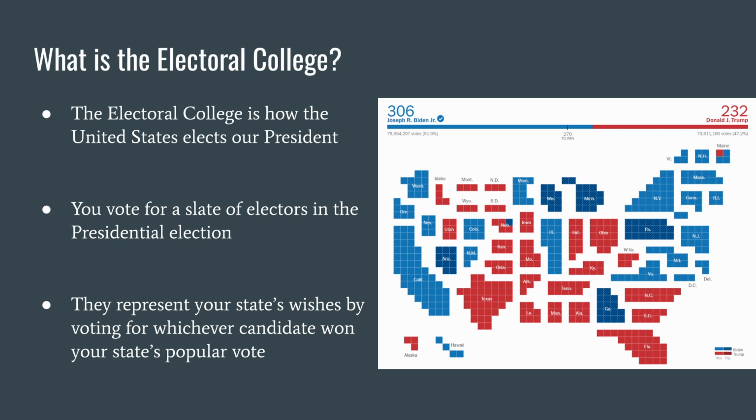So that group of electors, depending on who wins the state, will be certified by the state legislature and cast their votes at the Electoral College for the winner of your state's popular vote. You can think of the Electoral College as 50 mini-elections, one held in each state.